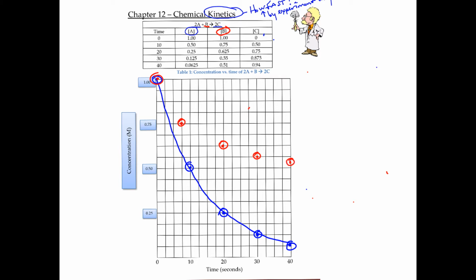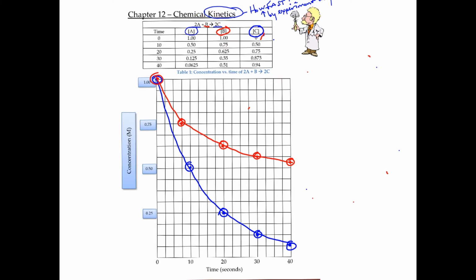So when you attach these, you'll see that the B curve looks a little different than the A curve. And that should make sense to you because if you look at the coefficients, the A has a 2, whereas the B has a 1. So the A is going to decrease at a faster rate, specifically decrease twice as fast as the B will decrease. And by the same argument, when we look at the C, we're going to notice that the C is going to increase at the same rate that the A decreased because they both have a coefficient of 2.